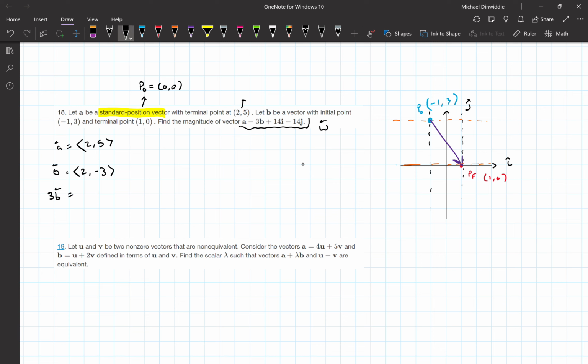If we have 3b, that's going to be equal to 3 times 2 and 3 times -3. See what we did there? We're scaling the legs of our little proverbial triangle, and that's going to be equal to 6, -9. There we go. And so that's the vector 3b. So I'm going to move this up.